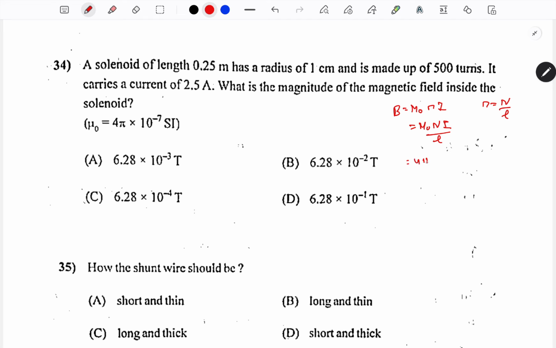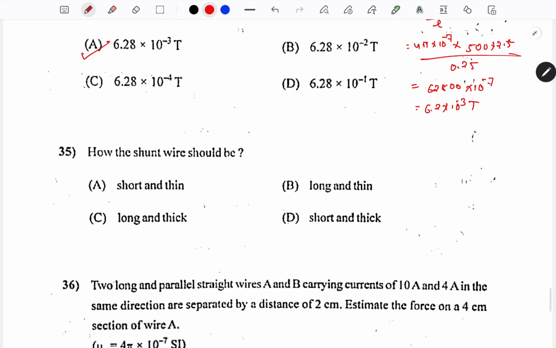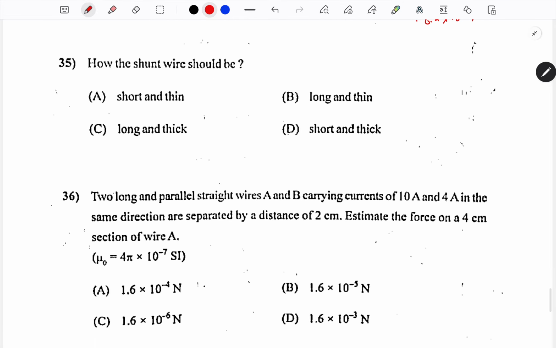So the answer is equal to 4 pi into 10 to the power minus 7 multiplied by N. N is 500, I is 2.5, divided by total length. Total length is 2.5. So our answer is 62800 into 10 to the power minus 7. So the answer is equal to 6.2 into 10 to the power minus 3 Tesla. Okay. Next question.